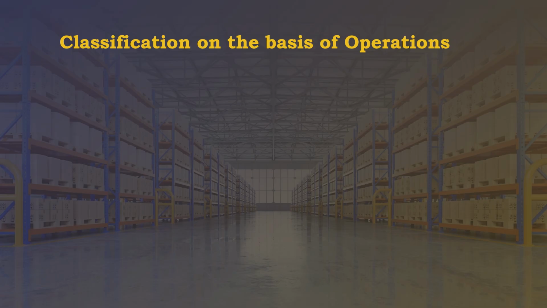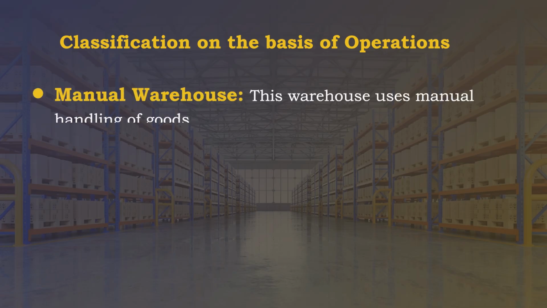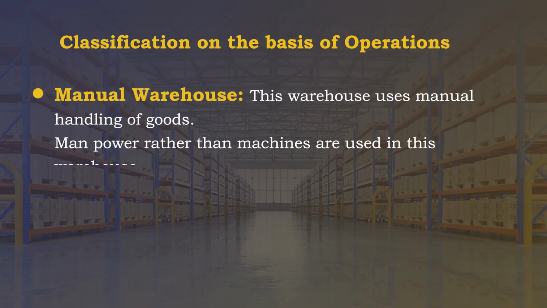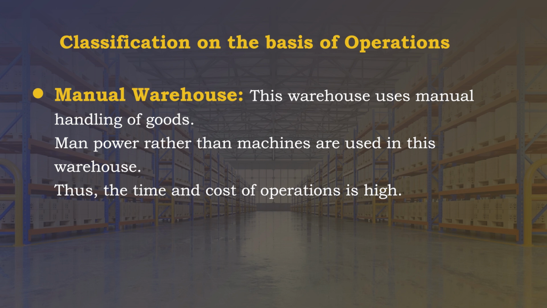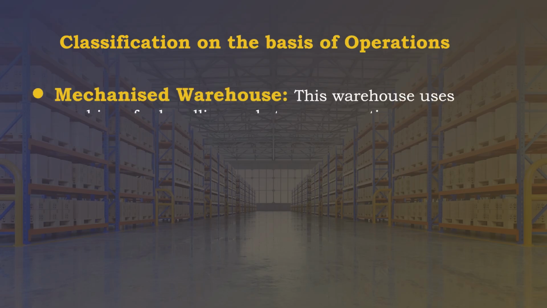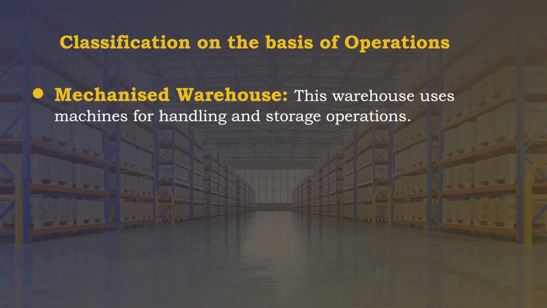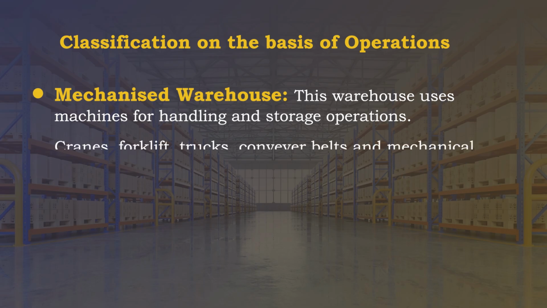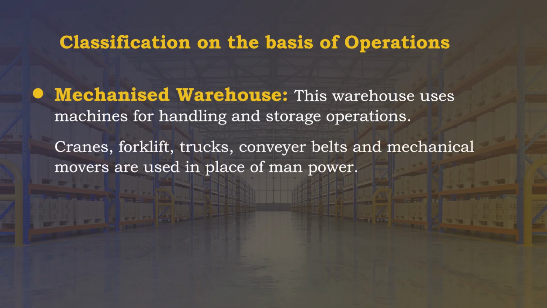Next, classification on the basis of operations. A. Manual warehouse. This warehouse uses manual handling of goods. Manpower rather than machines is used in this warehouse. Thus, the time and cost of operation is high. B. Mechanized warehouse. This warehouse uses machines for handling and storage operations. Cranes, forklifts, trucks, conveyor belts, and mechanical movers are used in place of manpower.